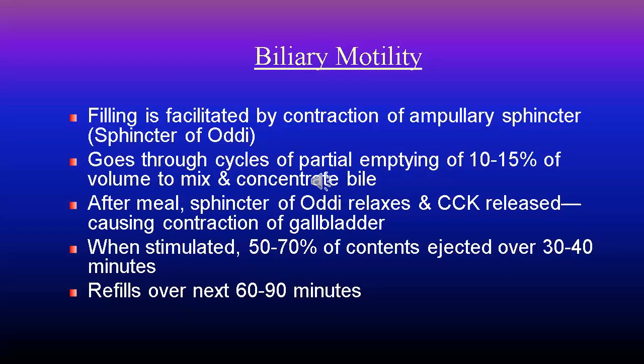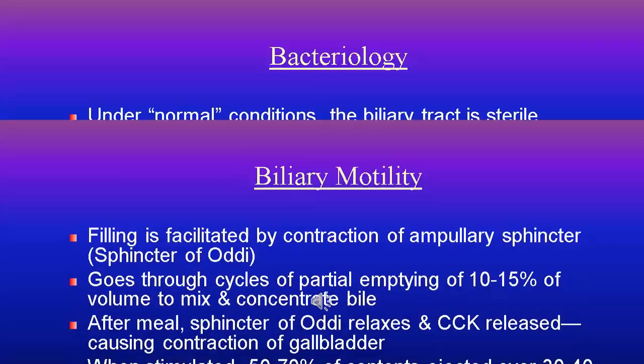So how does the gallbladder store and concentrate? In the fasting condition, there is contraction of the sphincter of Oddi, so the bile goes to the gallbladder. After meals, the sphincter of Oddi relaxes and cholecystokinin release causes contraction of the gallbladder. So when stimulated by cholecystokinin, about half to 70% of the content of the gallbladder is emptied, then it refills within an hour and a half after the meal.